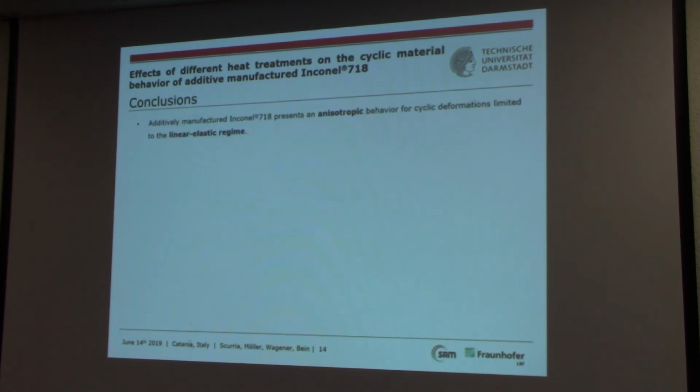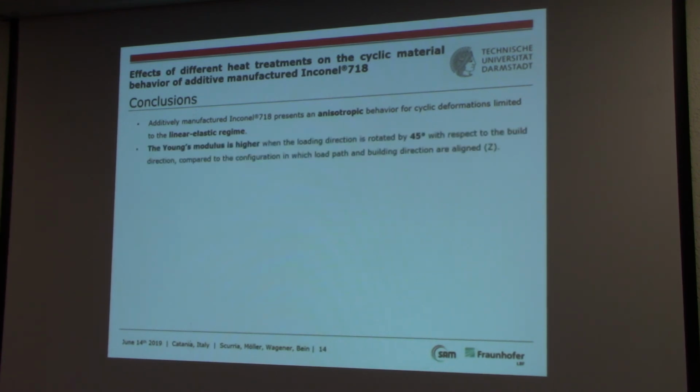So, just concluding, the material Inconel 718 produced by additive manufacturing presents an anisotropic behavior for cyclic deformation, even in the linear elastic field. In particular, it presents a higher Young's modulus for the specimens built in the XZ direction. This we also found for other materials, so we have reasons to think that it is due to the technological process and not to the material.